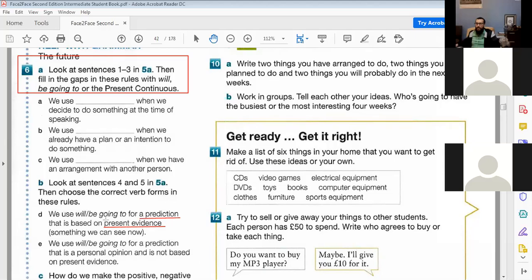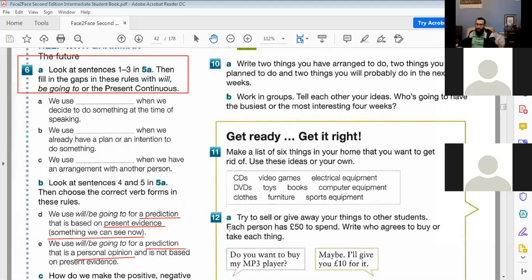So when we make a prediction based on evidence, this is D. But in E it says we use will or going to for a prediction that is, you know, a personal opinion. Not based on evidence. فعندنا نوعين من prediction حقيقة هنا في السؤالين. Okay. في نوع من prediction أو التنبؤ اللي هو مبني على present evidence. في دليل, something you can see now, right? يعني أنت تبني توقعك أن شيء بيصير بناء على شيء مشاهد حاليا يعني now.